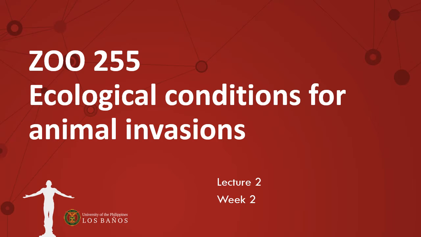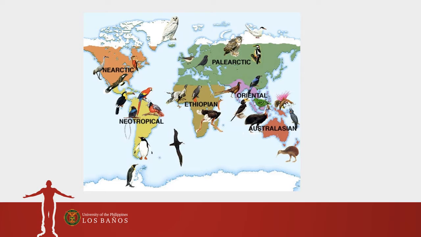For week 2, we will discuss the ecological conditions for animal invasions. Due to the limited dispersal abilities of animals, certain species are restricted to certain regions where they are able to interact with only those species with which they coexist. The limited geography of species is responsible in part for the fantastic array of biodiversity around the world, the Philippines included. On the basis of presence and absence of animal species, the Earth can be divided into the zoogeographical realms that we know now.